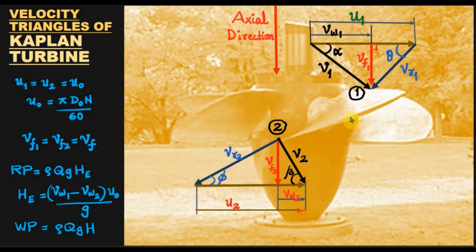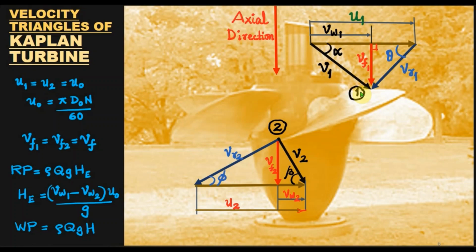In other words, the direction of u1 and the direction of u2 will be the reference directions for marking all the angles, like guide vane angle at inlet alpha, guide vane angle at outlet beta, vane angle at inlet theta, and vane angle at outlet phi. Once you have the value of u1, which is in the horizontal direction here, that is what is represented over here after indicating the direction of v1.